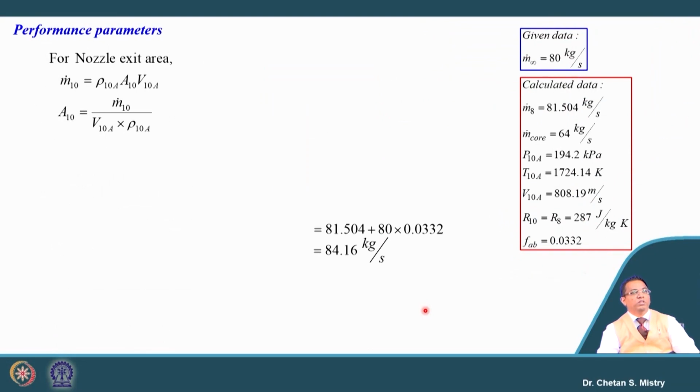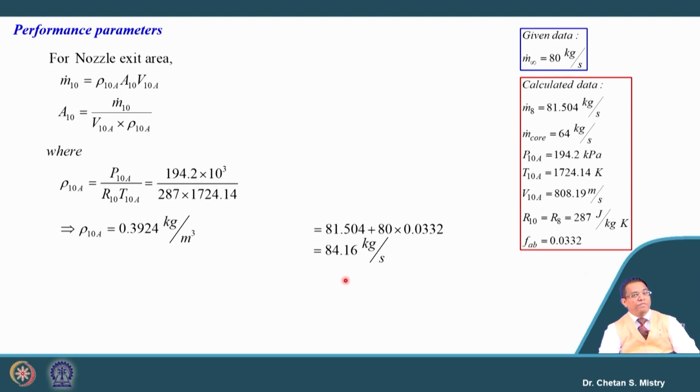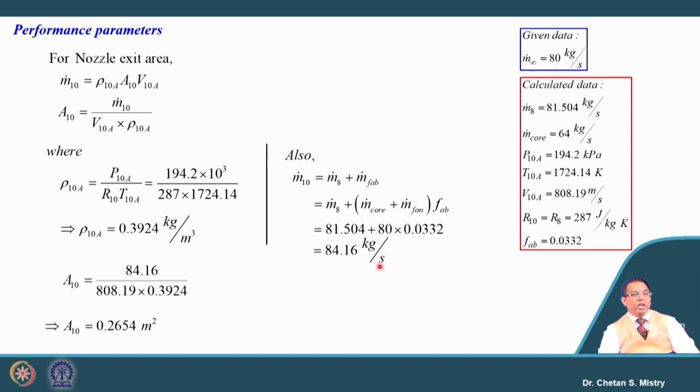Okay. Now, similarly we will be doing our calculation for the exit area, and this is given by m dot 10 divided by velocity into density. This density we can calculate based on static pressure and static temperature. If we put the numbers, it says density is coming 0.39 kg per meter cube, and we have our total mass flow rate, that we have also calculated based on this equation. Okay. And it says my area is coming 0.2654 meter square.